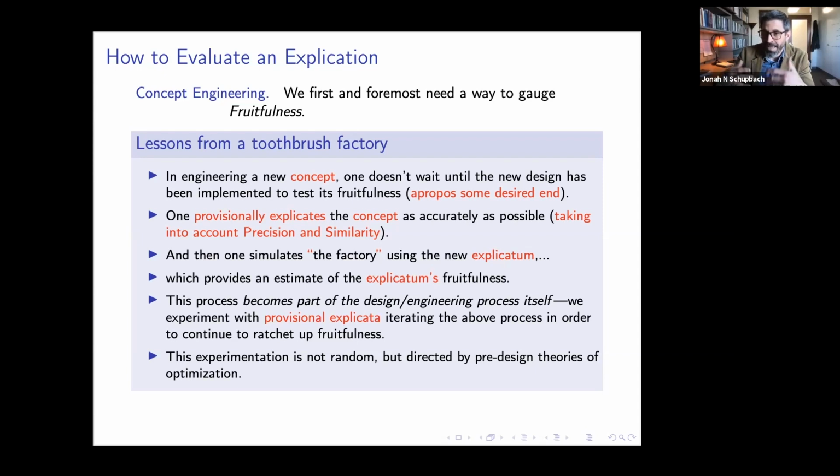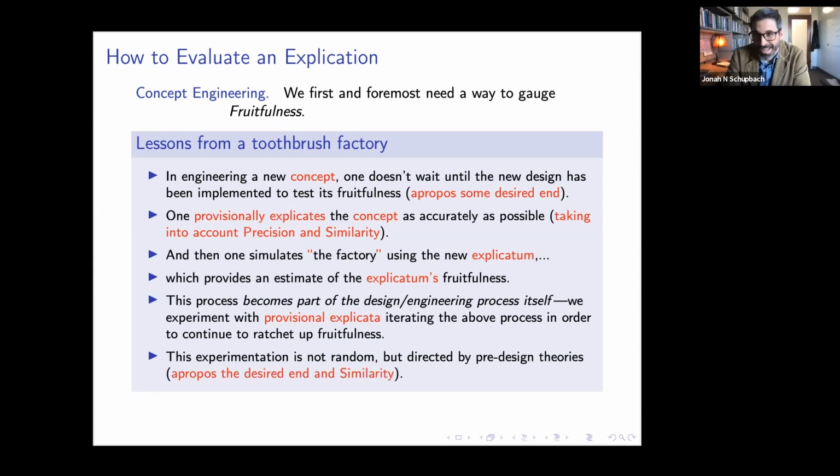Now, this process becomes part of the design engineering process itself. We can allow that to happen, and that's a good thing. We can allow this sort of simulation and virtual testing of explicata and their potential fruitfulnesses to inform our engineering process itself. We can experiment with provisional, very different and distinct explicata, iterating that above process in order to continue to ratchet up the potential fruitfulness of a new explicatum, until at the end of that process, we've decided that we've pretty well optimized our concept and we're ready to put the cost in, at least to the extent where we're comfortable spending the cost that it will take to implement the new concept, wherever it needs to be implemented.